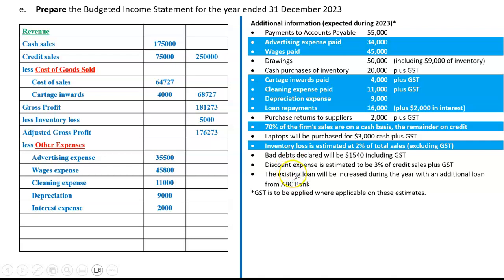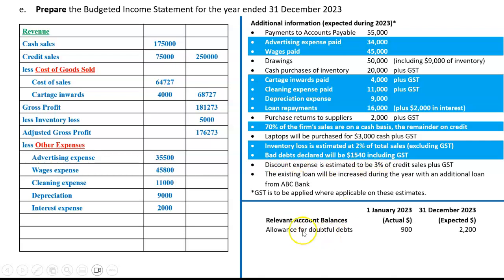And now we've got the trickiest one. So this one we need to go back to our earlier topic on the allowance for doubtful debts. So if you need to go back to your notes for that, have a look, because this is brutal. It says bad debts declared will be $1,540 including GST. What does that mean? Well, when we started this question, we said this might be one we need to red flag with the allowance for doubtful debts. So what is this about?